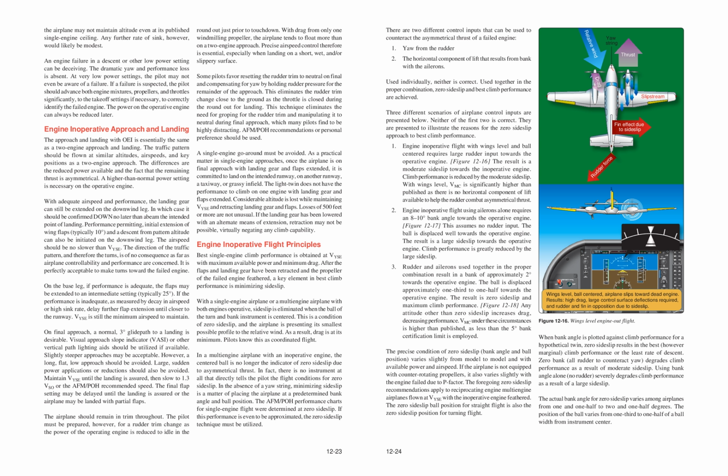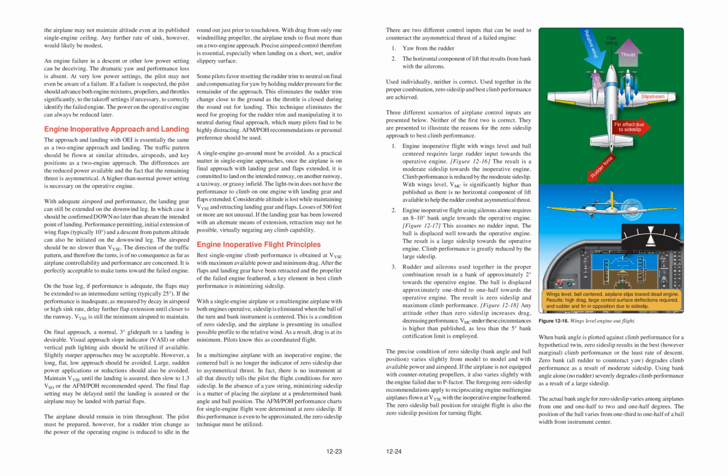With adequate airspeed and performance, the landing gear can still be extended on the downwind leg, in which case it should be confirmed down no later than abeam the intended point of landing. Performance permitting, initial extension of wing flaps, typically 10 degrees, and a descent from pattern altitude can also be initiated on the downwind leg. The airspeed should be no slower than VYSE.